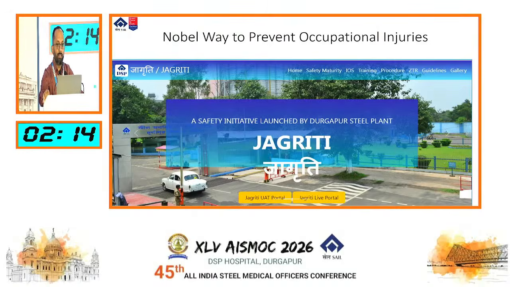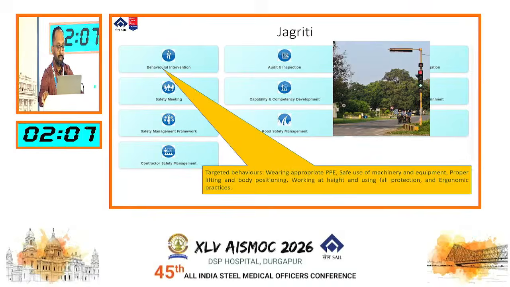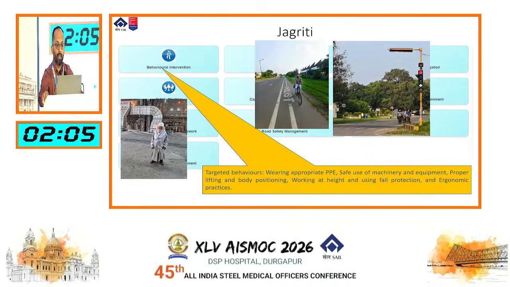A safety initiative was launched by Durgapur Steel Plant called Jagriti. It has several verticals to look after improvement in different areas.